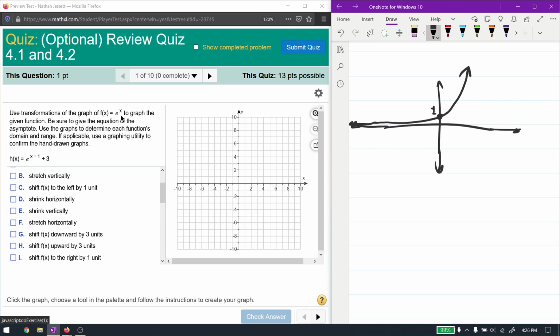So we're trying to figure out what does the regular function look like. It's going to look something like this, and we're going to graph that here. And what does this transformed function look like?